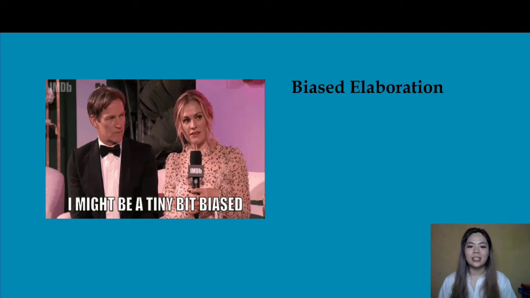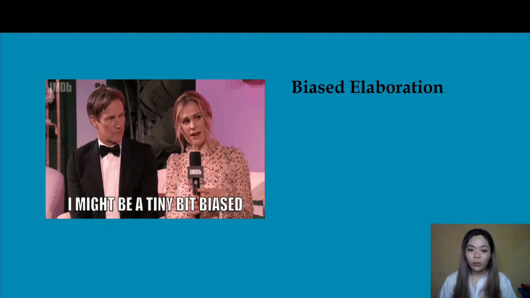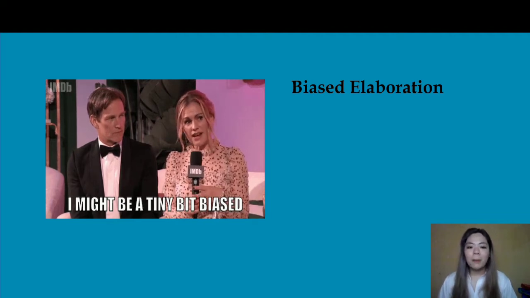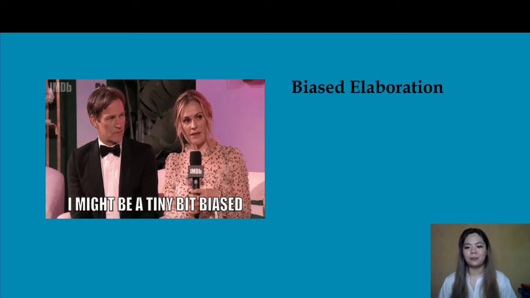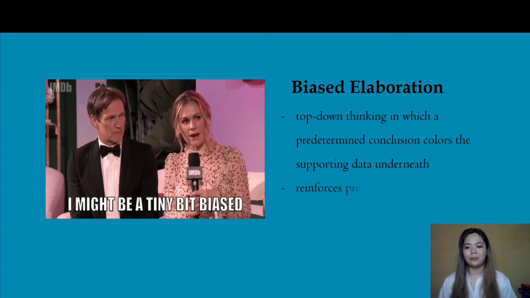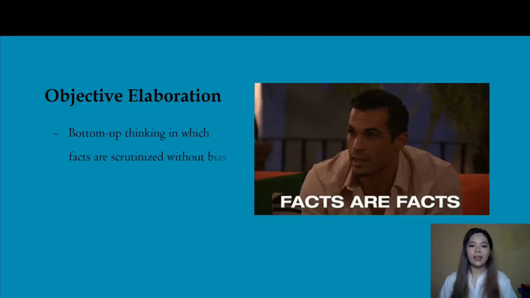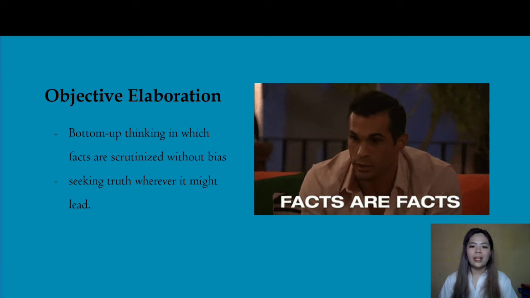Biased elaboration is top-down thinking in which a predetermined conclusion colors the supporting data underneath, meaning these biased thinkers already have an opinion or previous idea about the topic, and they would hold on to that opinion despite being presented with the facts. This type of elaboration contrasts with objective elaboration or bottom-up thinking, which lets facts speak for themselves.